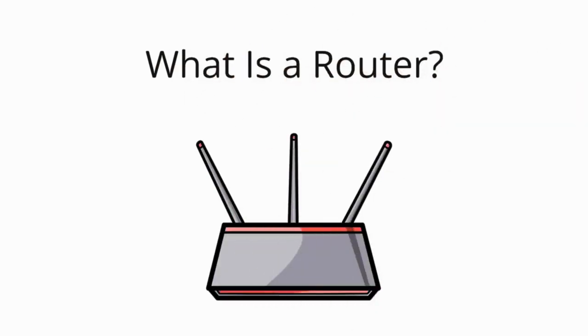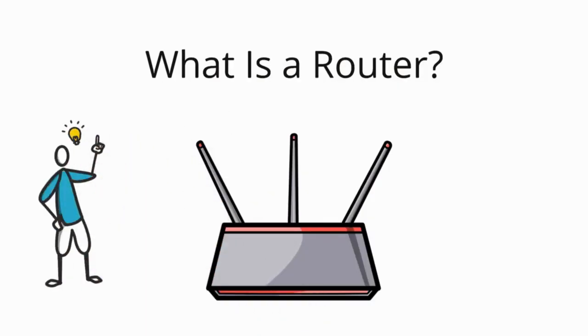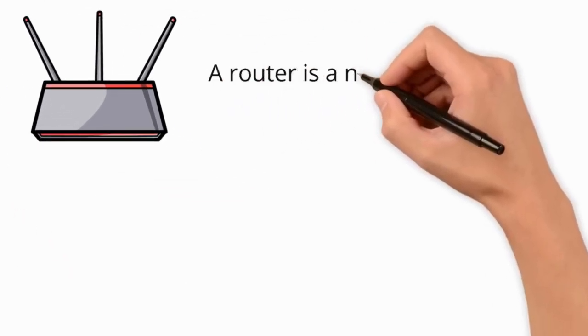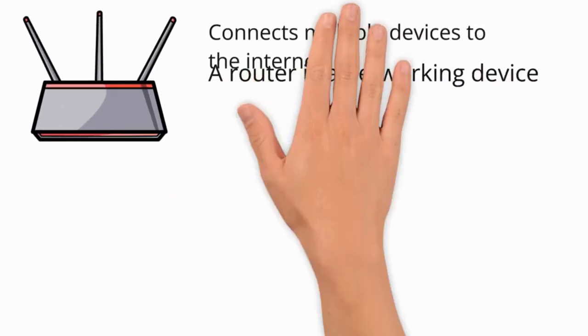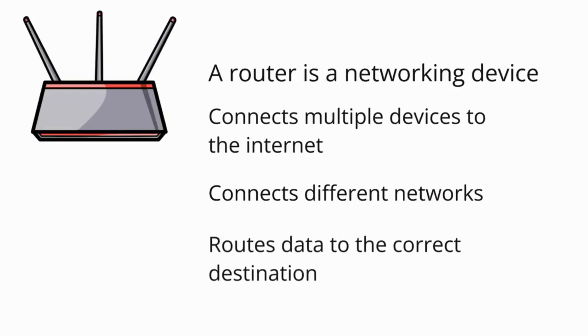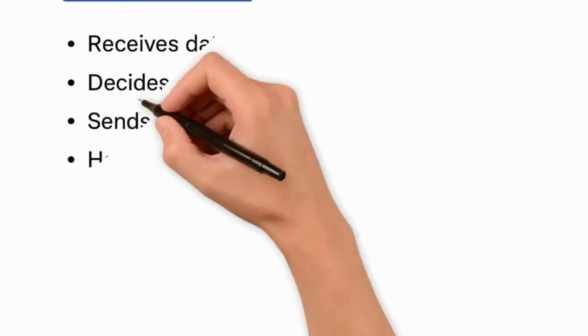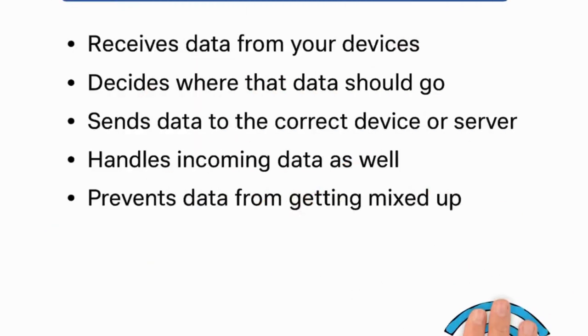Today we'll look at a device that we use every day, that is a router. So let's see how it works and let's understand its functions. A router is a networking device that connects multiple devices to the internet. It connects different networks together and it routes data to the correct destination. That's why it's called a router. So let's see how exactly it works.